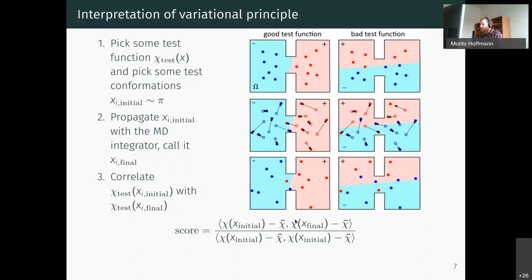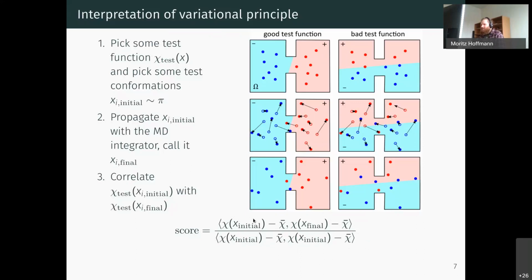And then we put that into our test function, which is just an indicator, right? It will just tell us I am inside the left or right, or top or bottom. And then we can look at the correlation of these. So this down here in the denominator is just a constant, a normalization constant. This is just chi evaluated on x initial minus the mean value of chi, norm squared. So this is constant with respect to propagation in time.